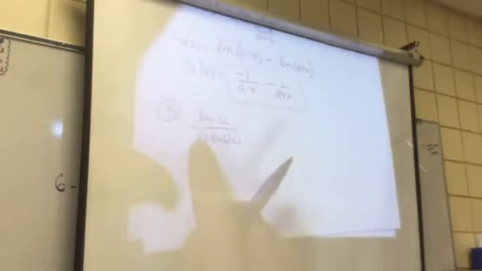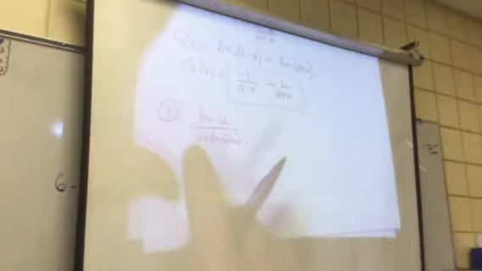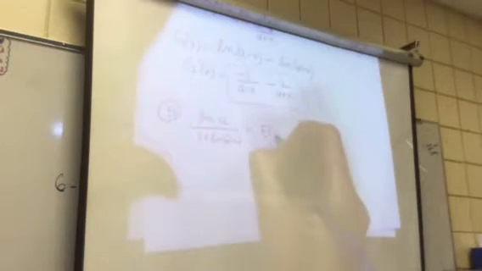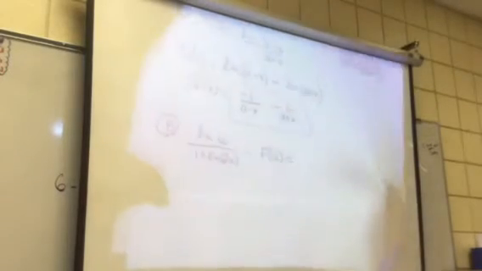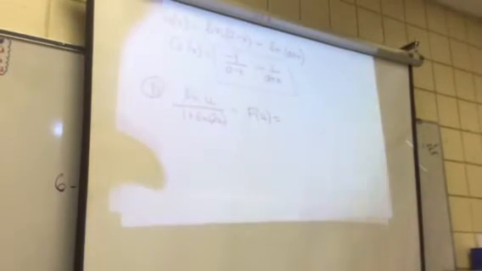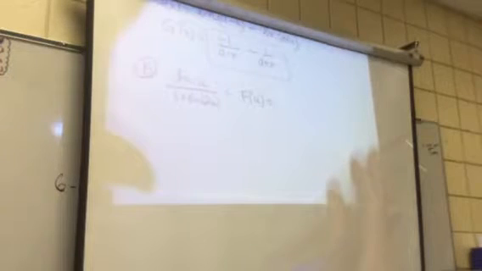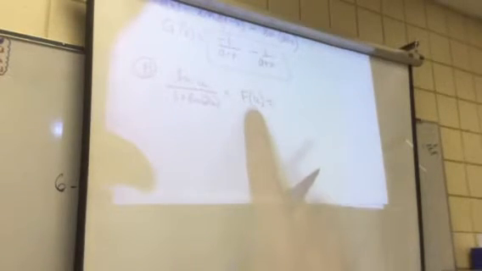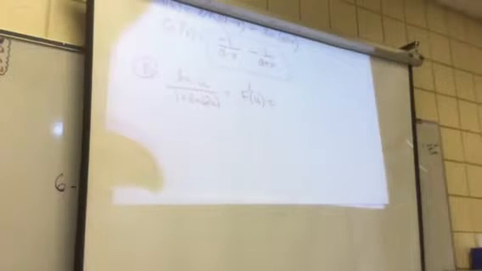What do they call this function? What was the letter for it? F of u. Okay. So f of u is our function, and to take the derivative, we're going to need to use the quotient rule.